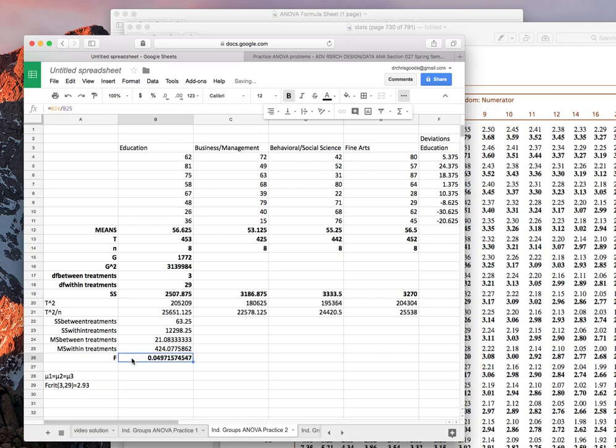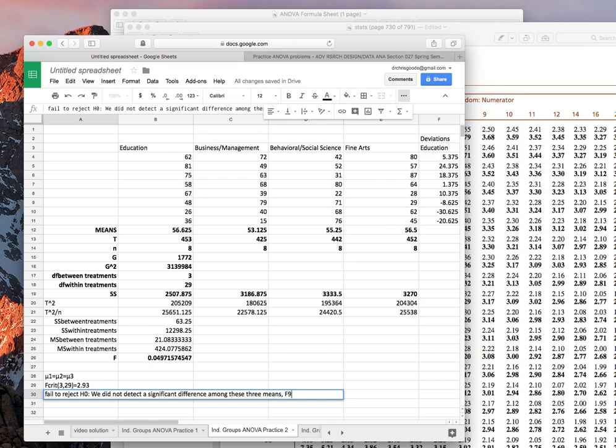We're far below that, and so the decision here is to fail to reject the null hypothesis. We did not, let's capitalize that, we did not detect a significant difference among these means. F of 3 and 29 was 0.0497. Let's round that to 0.05. With P, don't get confused, P was actually greater than 0.05. And that's it.